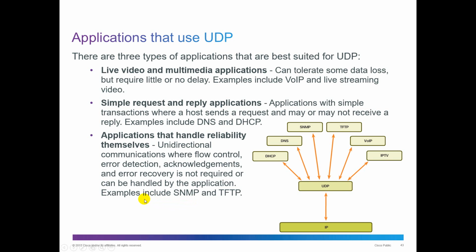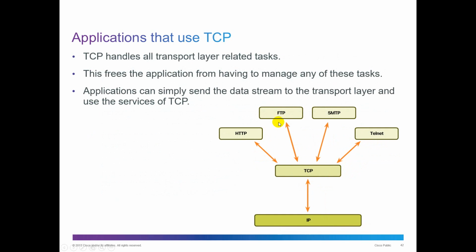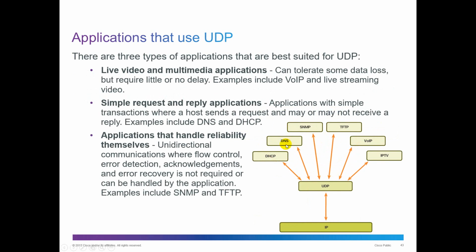This includes SNMP, TFTP, Trivial File Transfer Protocol, and over here we have some examples of applications that would use UDP. So we've got IPTV, Voice over IP, TFTP, SNMP, DNS, and DHCP are all protocols that use UDP. Okay, you just want to remember for the test which ones would be associated with TCP, which ones would be associated with UDP. Reliable, faster. That's what we've got.